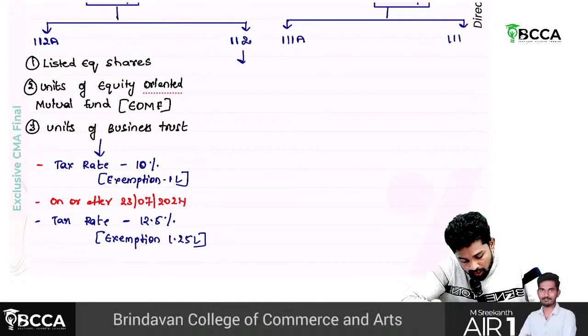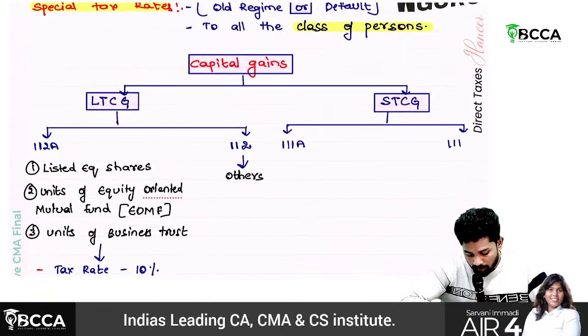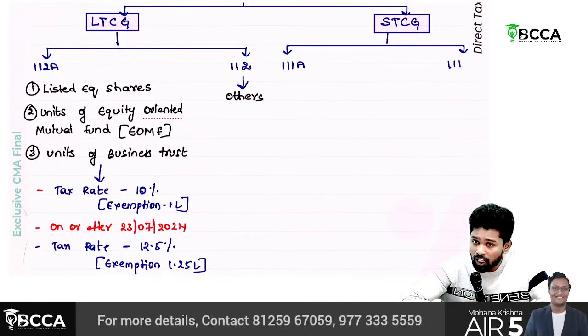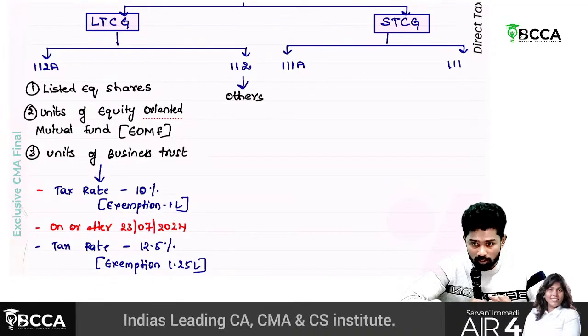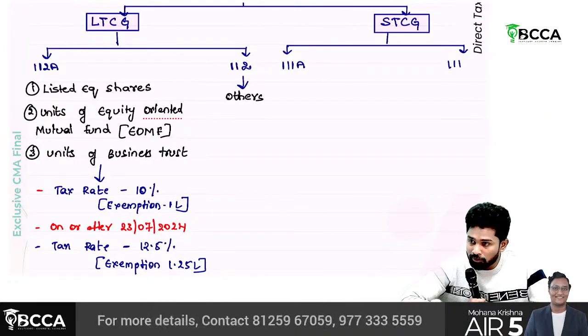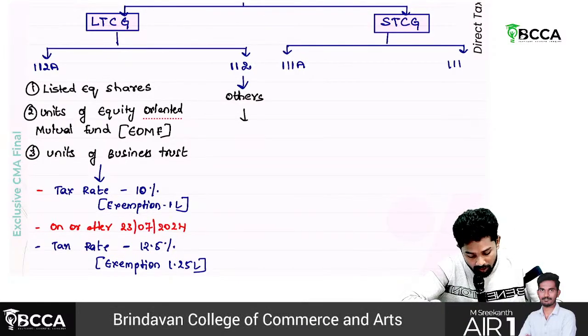Then others are covered under section 112. Other long-term capital assets. Sir, long-term capital gains will come on transfer of long-term capital assets. Other than these three, listed equity shares, units of equity-oriented mutual fund, and units of business trust, all the others are covered under 112. So what is the tax rate on these others?